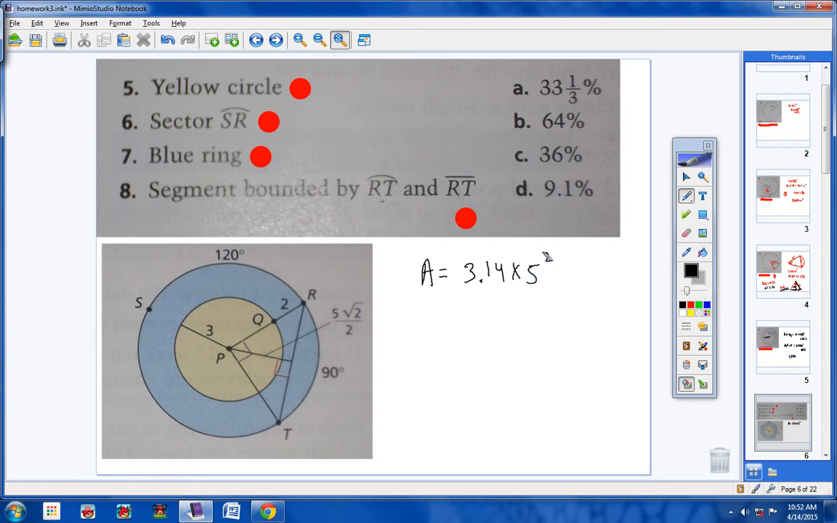Let me get out my calculator again here. Let's see what we get. 78.5. So don't forget that we're going to write that up here in green. We're going to use that a lot. So the area of the entire big circle is 78.5.